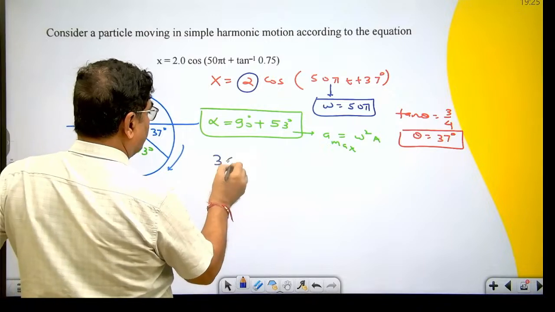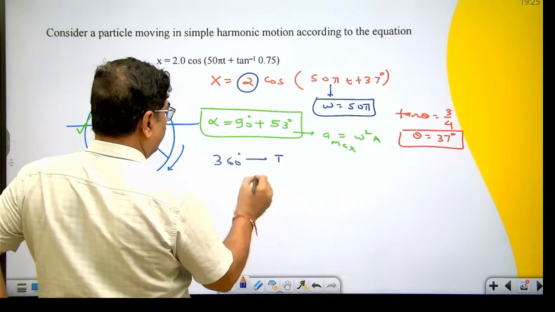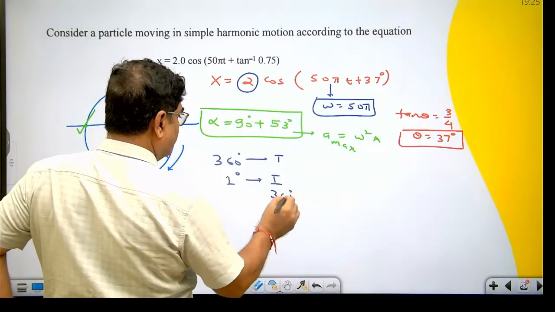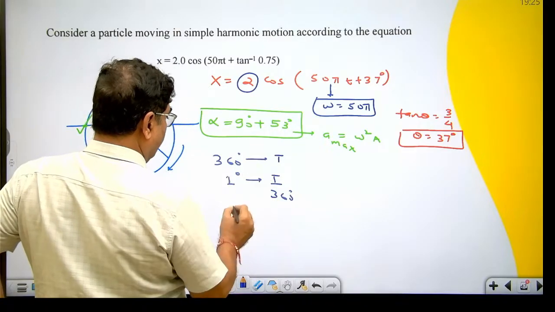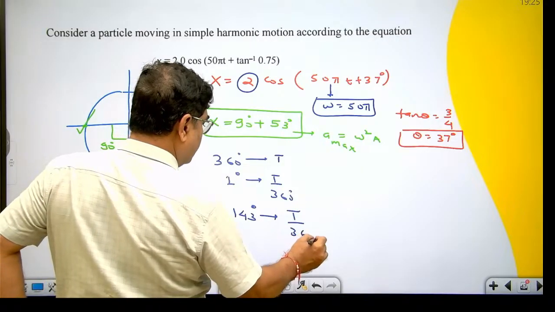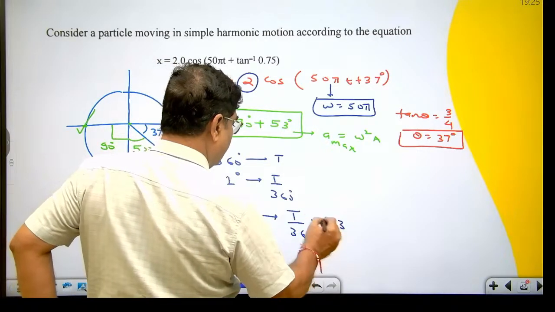In traveling an angle of 360 degree, the time taken is T. In traveling an angle of 1 degree, the time taken is T upon 360 degree. In traveling an angle of 143 degree, the time is T upon 360 into 143.